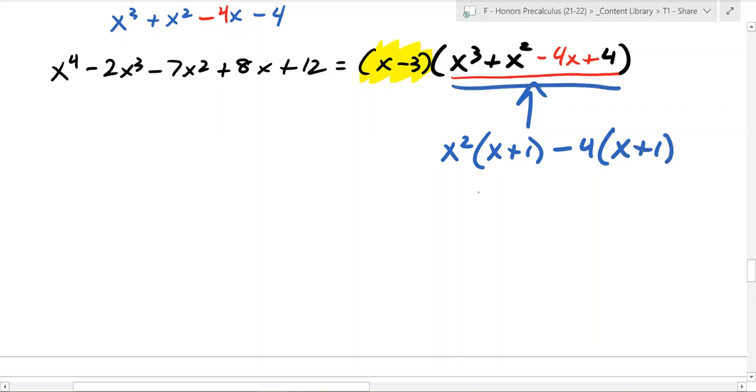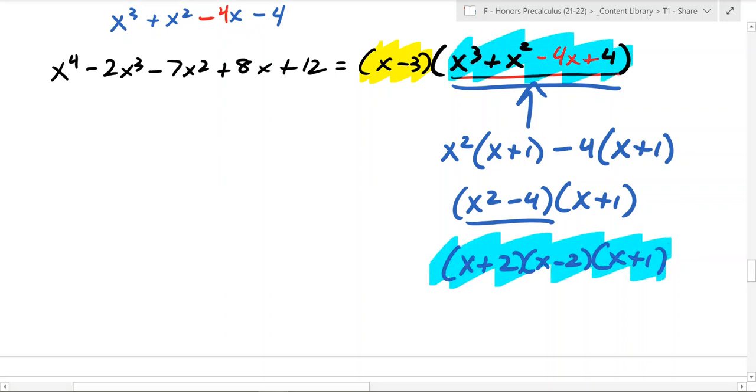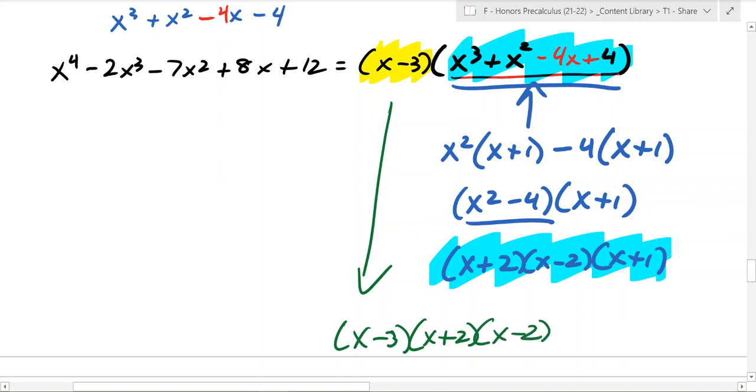So what does this factor into? x squared minus 4 times x plus 1. But this right here is the difference of squares. So it's x plus 2 times x minus 2 times x plus 1. This right here is the same as this. So what's the fully factored form? Well, it's going to be x minus 3 times x plus 2 times x minus 2 times x plus 1.